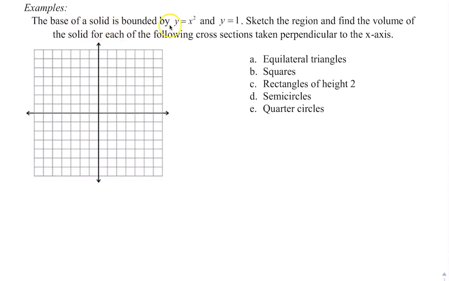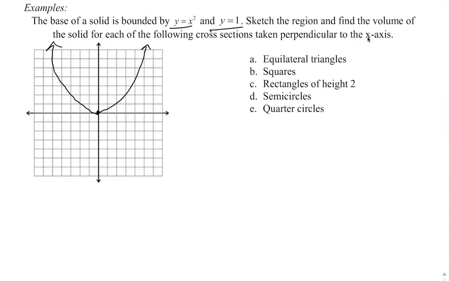The base of a solid is bounded by y equals x squared and y equals 1. Sketch the region and find the volume of the solid for each of the following cross sections taken perpendicular to the x-axis. So first let's just draw this. So y equals x squared. Let's draw a sketch, something like that, and something like that.